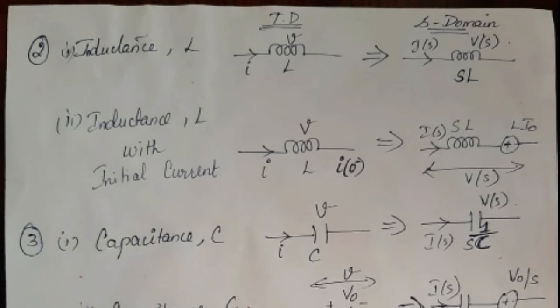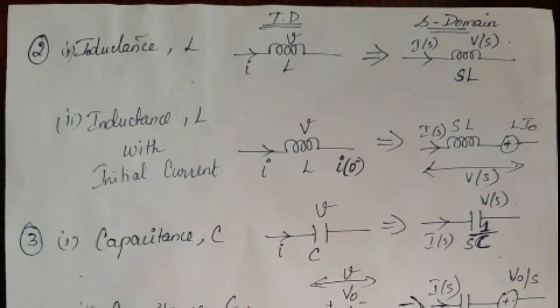Let us consider the inductor. The inductor L, for which the current is given in time domain as small i and voltage is given as small v. And if you are converting it into S domain, it is given as capital I of S and capital V of S. The inductor should be written with an S along with it. So sL will be the inductor value.